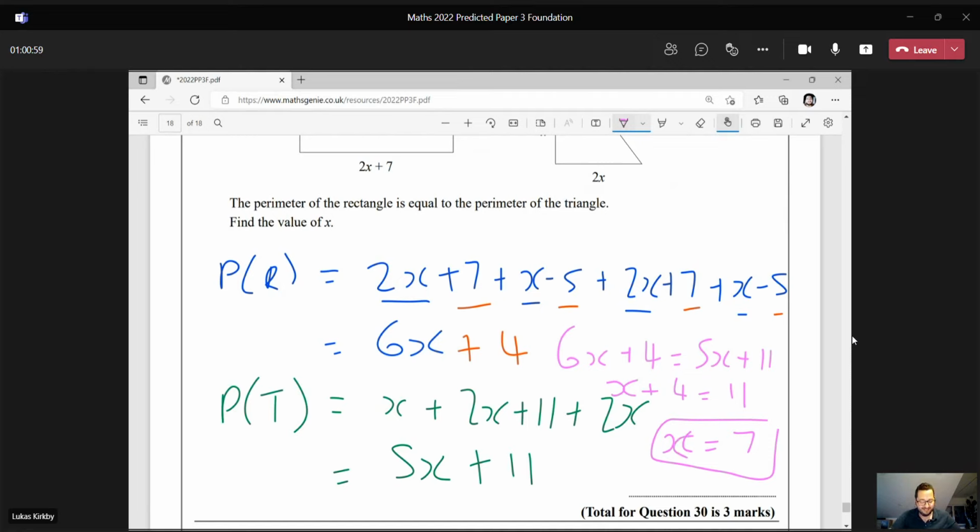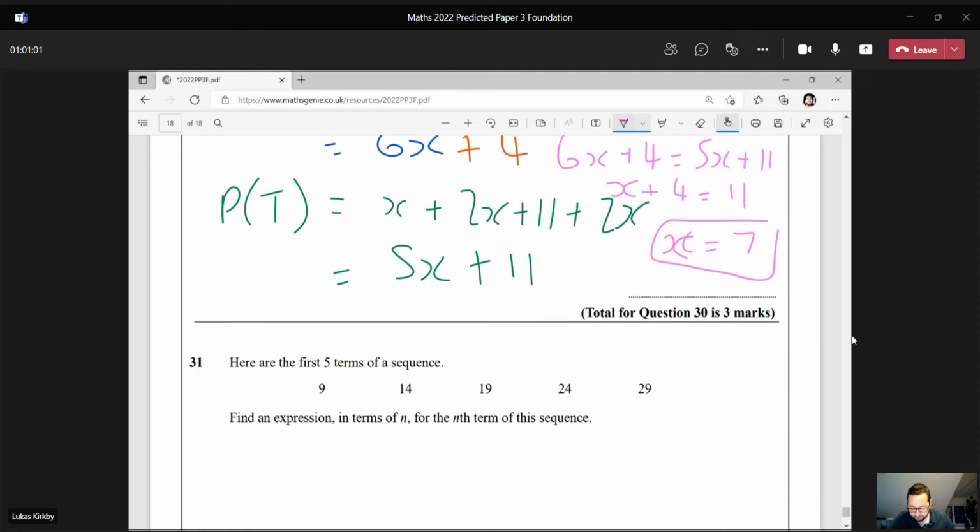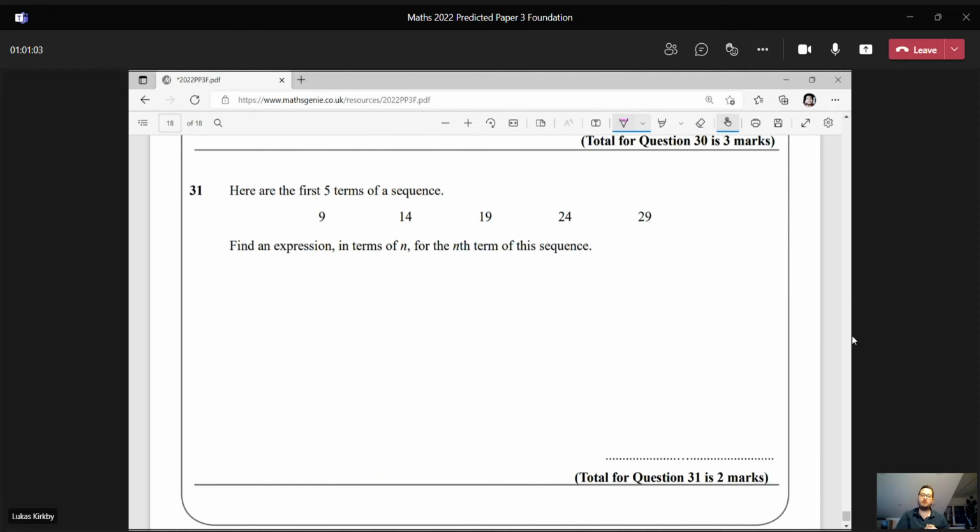Okay. All right, final question. Here are the first 5 terms of a sequence. Find an expression in terms of n for the nth term. Okay. Well, what we want to do here is we want to look at what the difference is between each term of the sequence, and we're hoping that they're going to be the same. And if we look at this, this looks like it's going up in 5s every time.